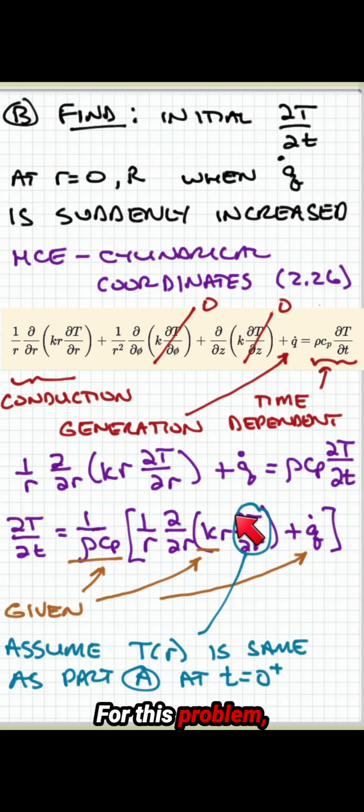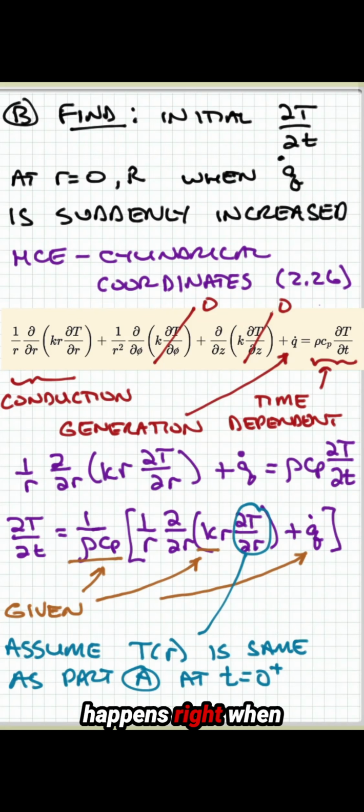For this problem, the key word in the problem statement is that the heat generation rate is suddenly increased. So we're being asked to find the initial rate of change of temperature with time. That means right at the instant when this heat generation rate is increased, when the heater is switched on or switched to a higher power, right at the instant after which that happens, we want to find the rate of change with time at that point.